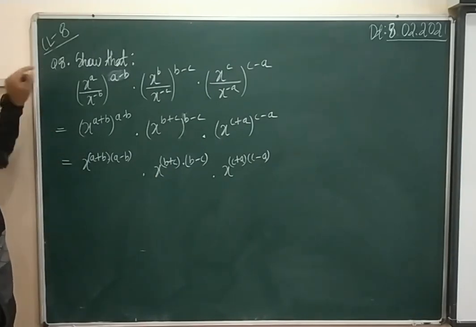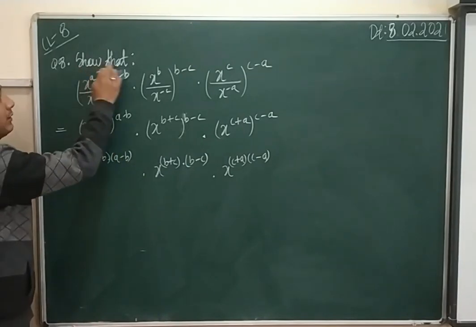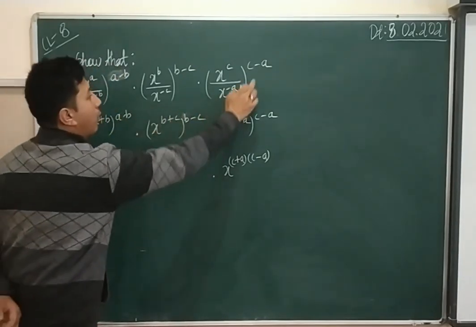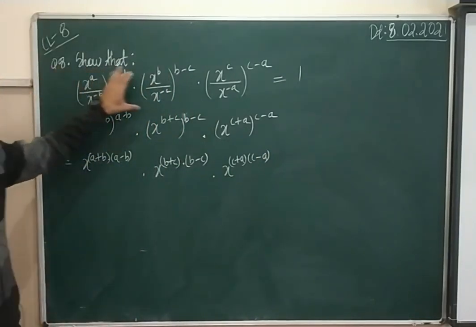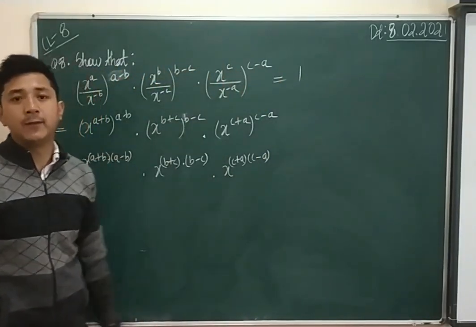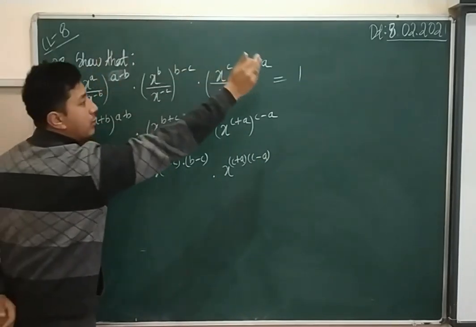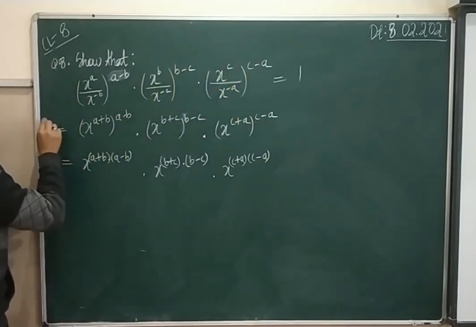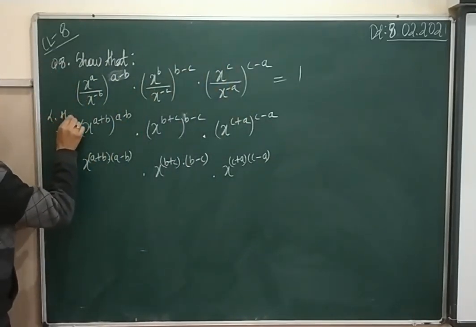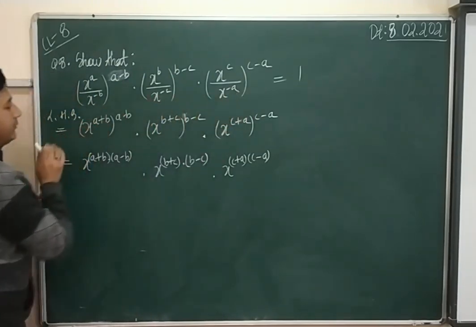Now let me start with question number 8. Your question number 8 tells us to show that this whole expression is equal to 1. We have to show that the left hand side is equal to the right hand side. So the left hand side is this. I take this as the left hand side. Am I clear? So left hand side, please copy what you have.